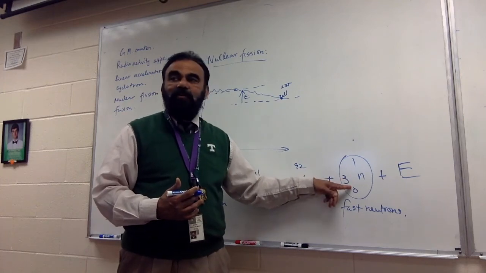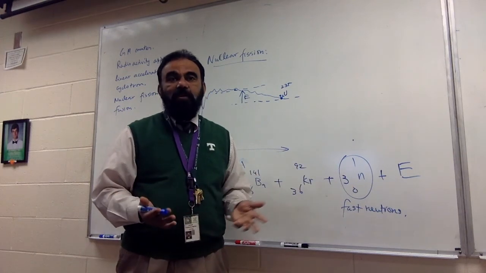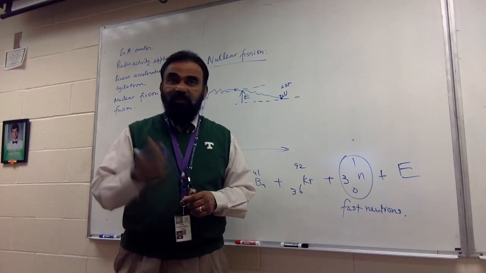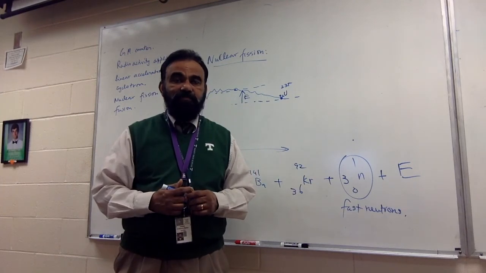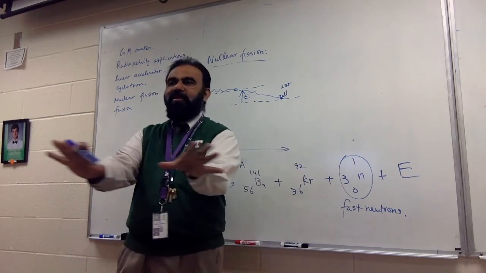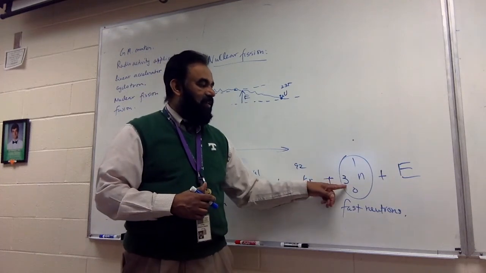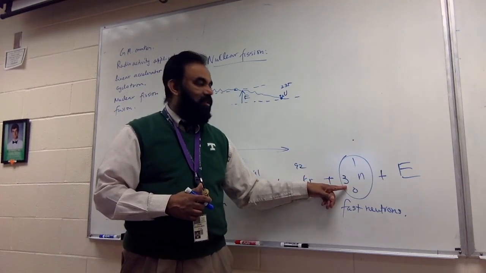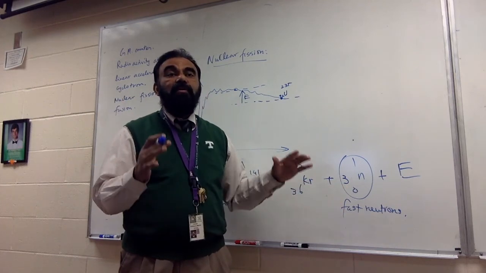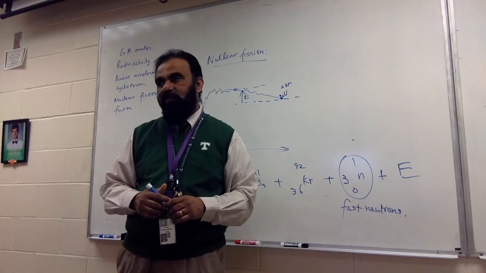To slow these down, we use a material called a moderator. Heavy water is a moderator. Graphite is a moderator. So a moderator's job is to take these fast neutrons and slow them down and then let them go into the fuel again. When fast neutrons go and hit the uranium, it is not going to do anything. Therefore, we need moderators to slow down the neutrons and then go and hit the other uranium.